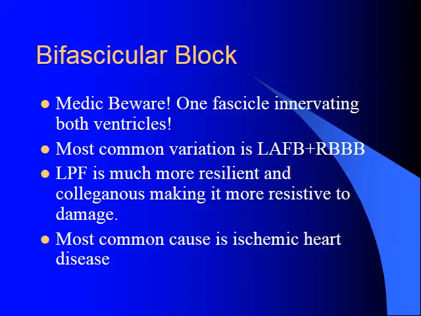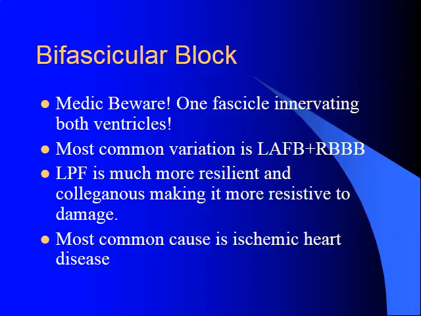Now, where we run into a problem is when we do have a bifascicular block. And this is where we need to have some concern. The reason that we need to show concern is that whenever this occurs, we only have one fascicle that's innervating both ventricles. So the most common variation is the left anterior fascicular block with the right bundle branch block.